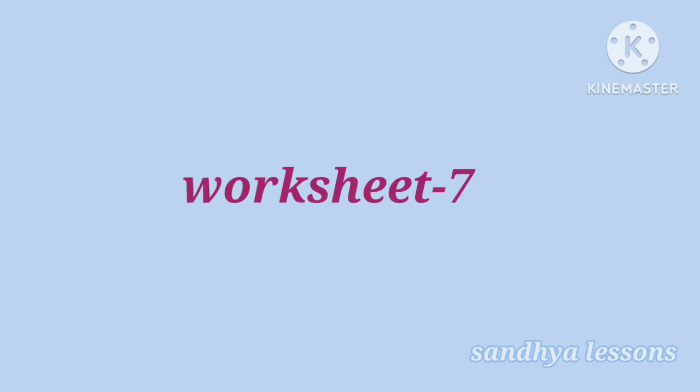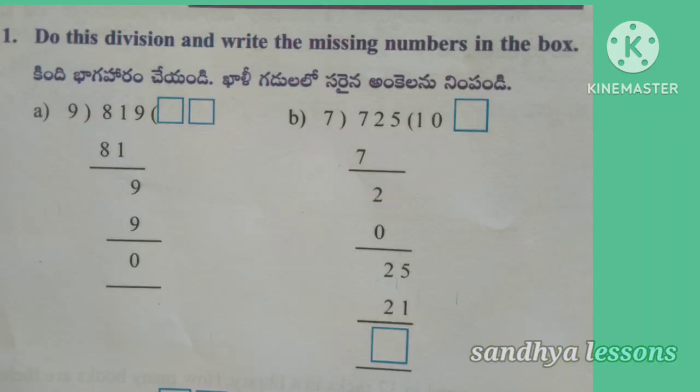Worksheet 7. First problem. Do this division and write the missing numbers in the box. By doing the division, A division is 819 divided by 9. By dividing 819 with 9, we get 91 as quotient and remainder 0.